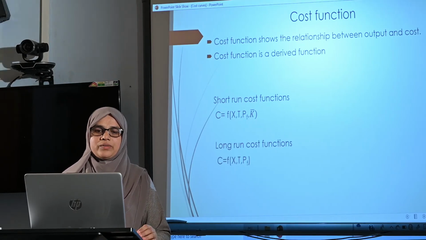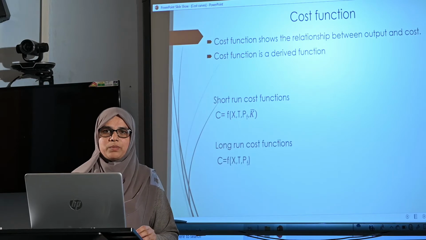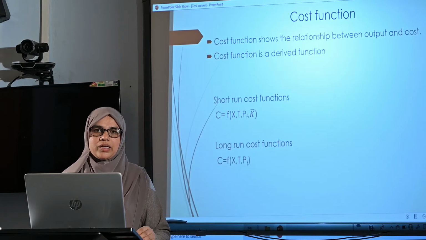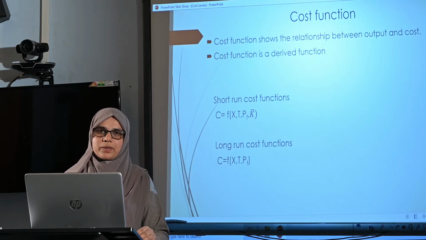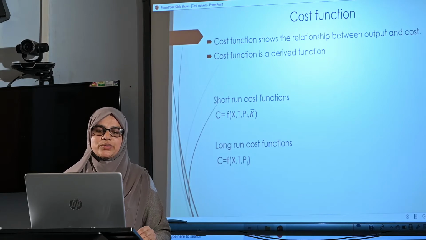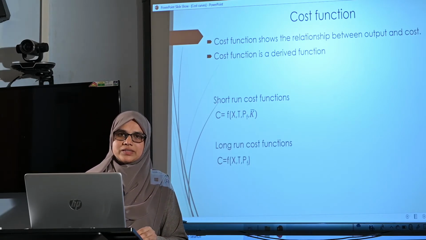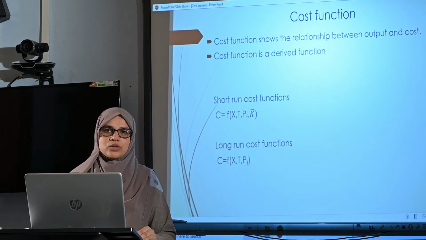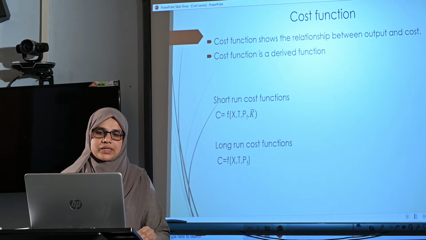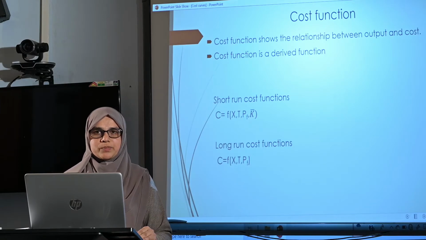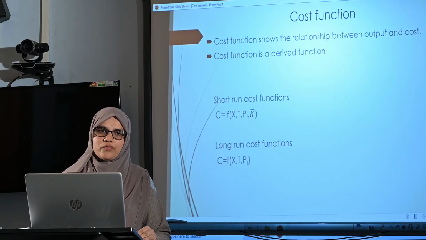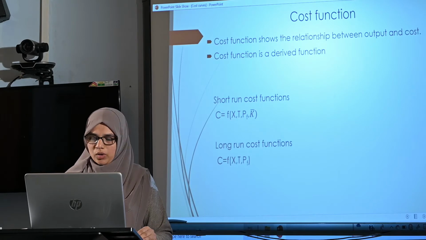In the long run, there are only variable inputs. Accordingly, long run cost function can be represented as C = f(x, t, pf), where C is total cost, f represents function, x is total output, t is technology and pf is price of factors. There are no fixed inputs in the long run.